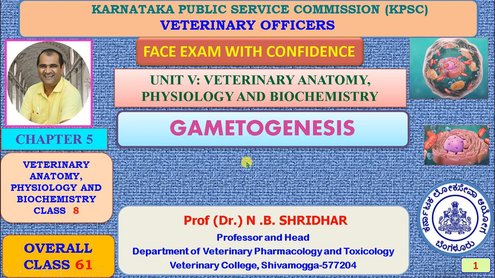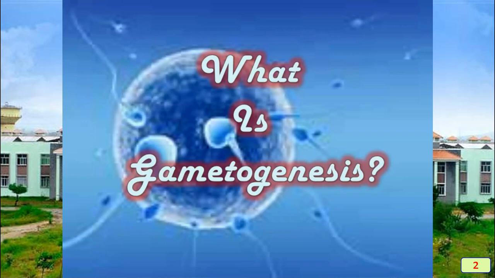Today we will deal with gametogenesis in animals, or in general. This is class 61 overall, and veterinary anatomy, physiology and biochemistry class 8 for the KPSC examination for the veterinary officers of the Government of Karnataka.